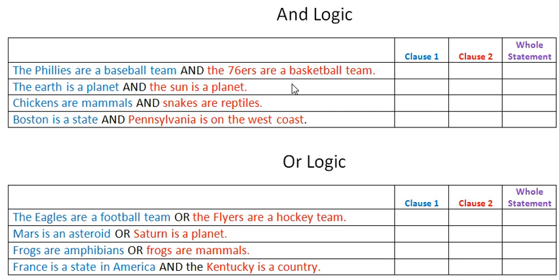Each of these tables here have compound sentences. Compound sentences are joined by conjunctions such as and or or. The top box, they're all and statements. The bottom box, they're all or statements. Each and statement is made up of two clauses, a red clause and a blue clause. I'm going to do some analysis on those in these columns. And then we're going to talk about the whole statement, which is purple. So you want to think of this entire sentence as purple because it's the joining of the red and the blue.